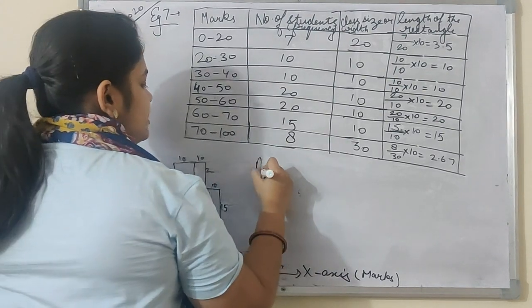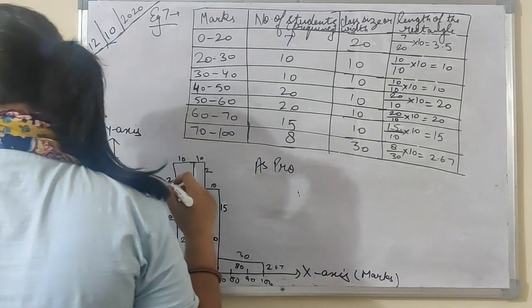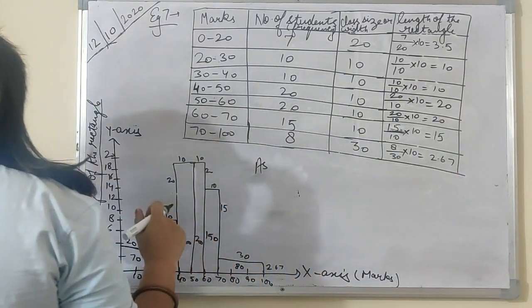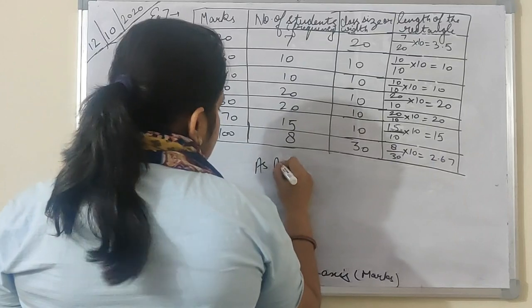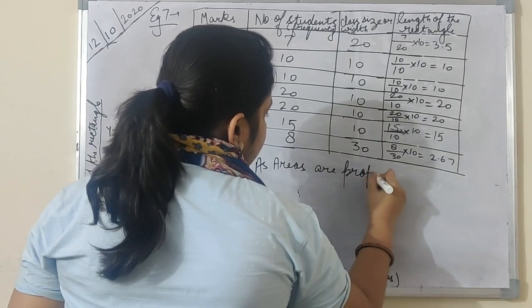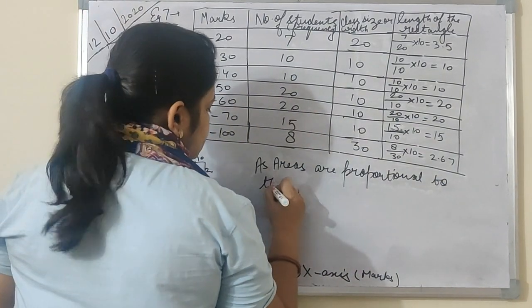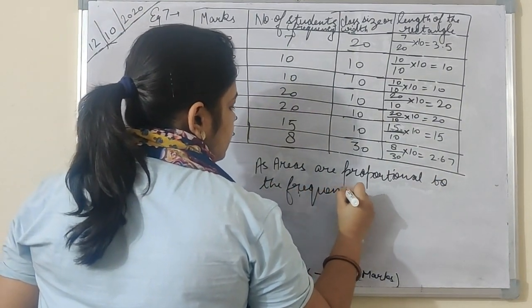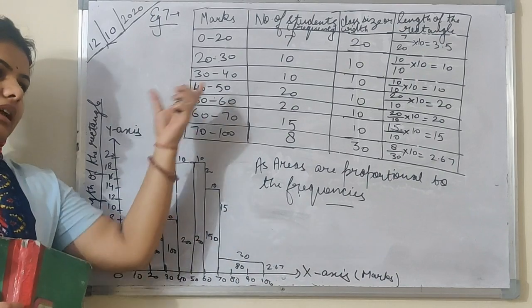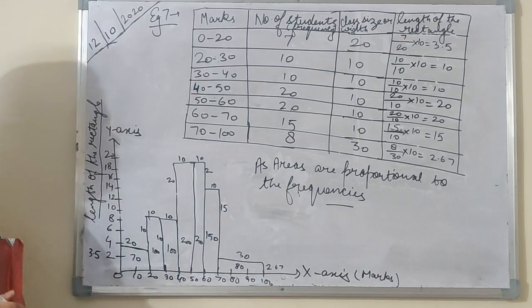You can write it here as: areas are proportional to the frequencies. So this is the need. You can see here that areas are coming proportional to frequencies. That's why we have to make this new length, and then on the basis of that we have to make this graph. So this is the concept.